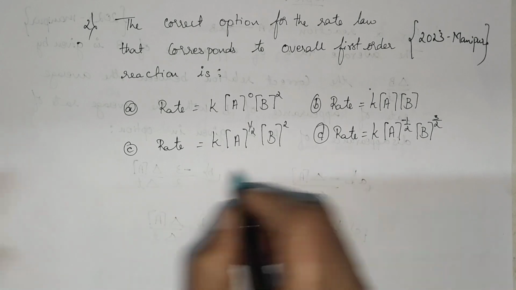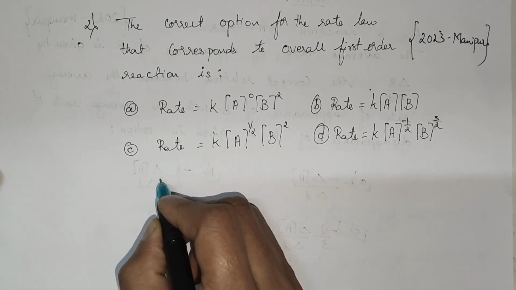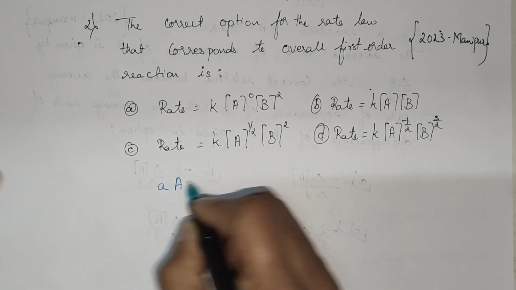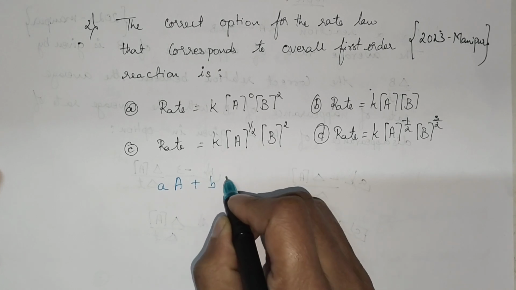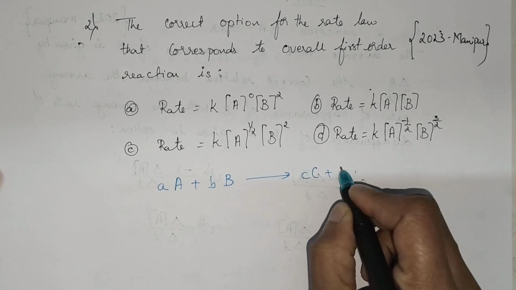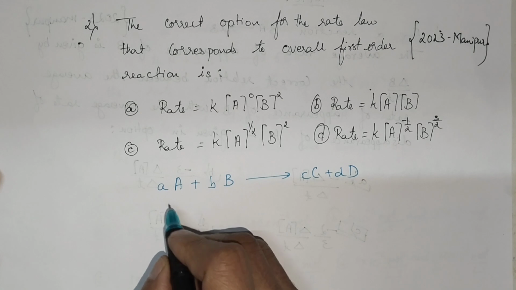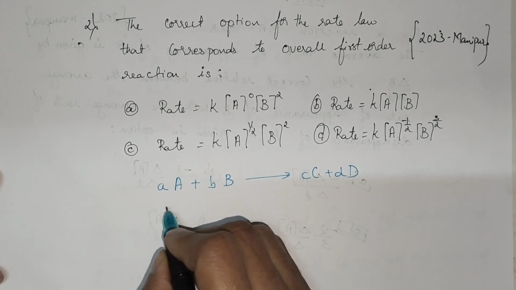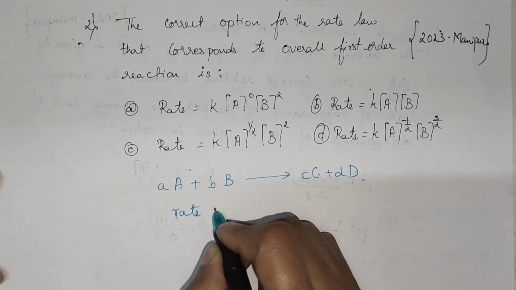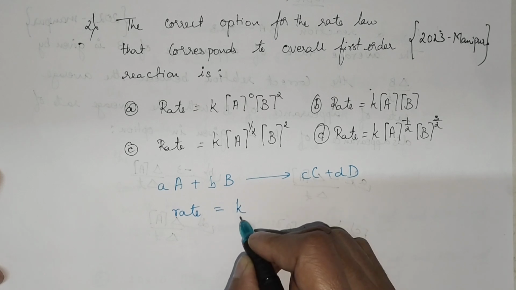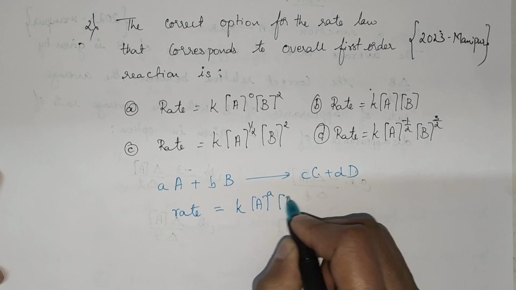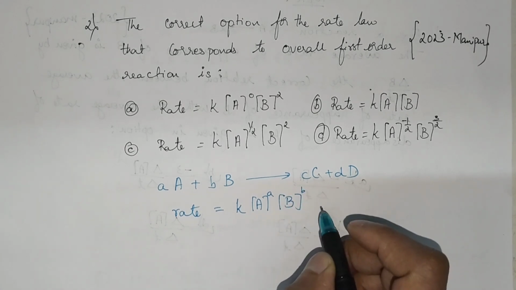So let's take an example problem, such as a moles of A plus b moles of B gives us c moles of C plus d moles of D. For this, according to the rate law, we write the rate equation in terms of the reactants as: rate is equal to k times, where k is the rate constant, [A] to the power of a and [B] to the power of b.